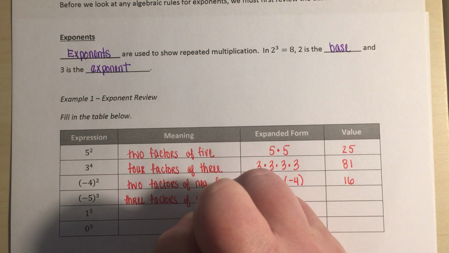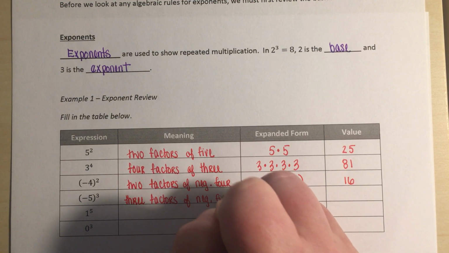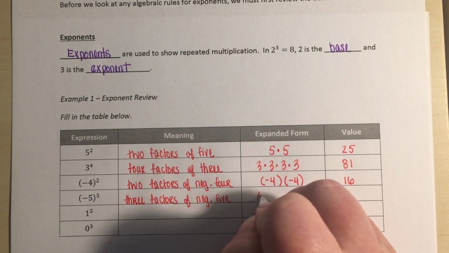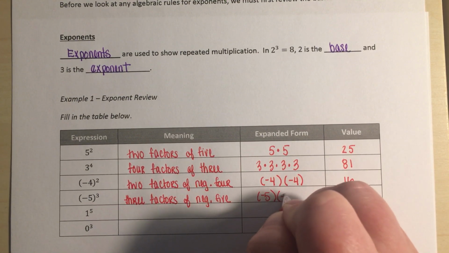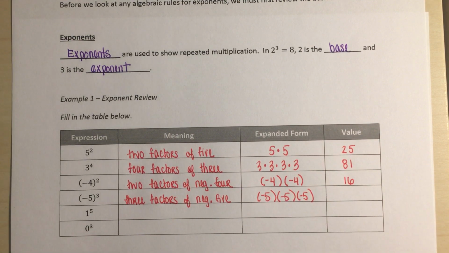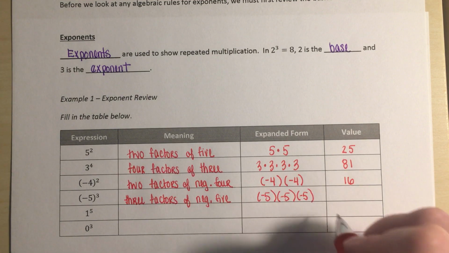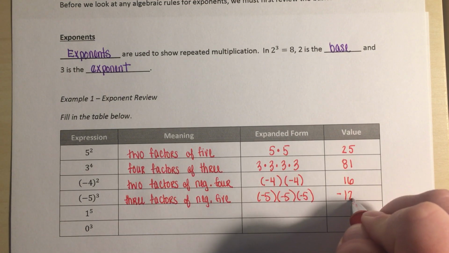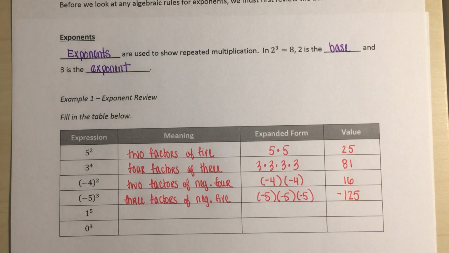Right, negative 5 to the third power, or negative 5 cubed, means 3 factors of negative 5. Okay. So we have negative 5 times negative 5 times negative 5. Again, the negative sign gets repeated 3 times. 5 times 5 is 25. We multiply that by 5 again, we get negative 125. Again, our product, in this case our value, is negative because negative times negative times negative is 3 negative signs, which means our answer stays negative.